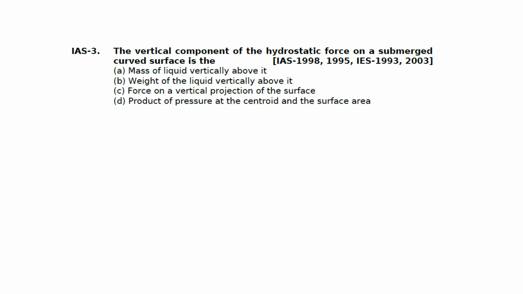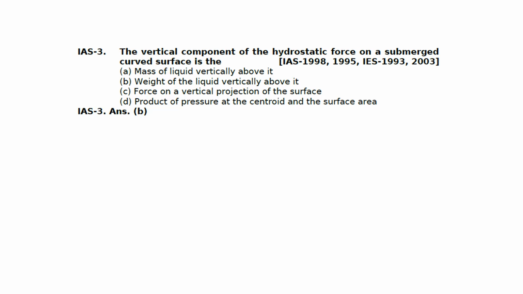Next question. The vertical component of hydrostatic force on a submerged curved surface is: mass of liquid vertically above it, weight of liquid vertically above it, force on vertical projection of the surface, or product of pressure at centroid and the surface area. I think you can answer this question very easily. Whenever the vertical component is asked, it is nothing but the weight of the liquid vertically above it. So the answer is B.